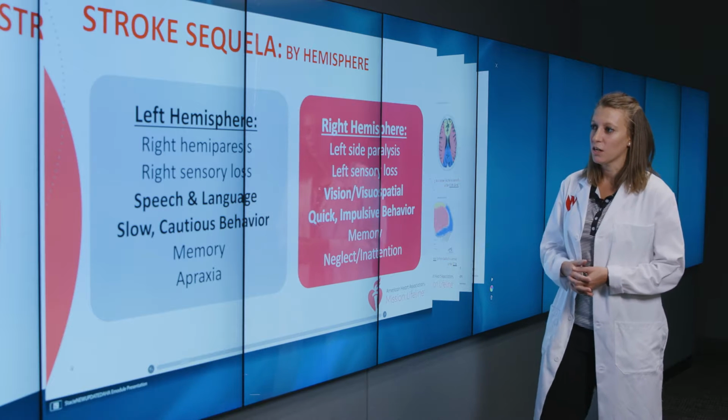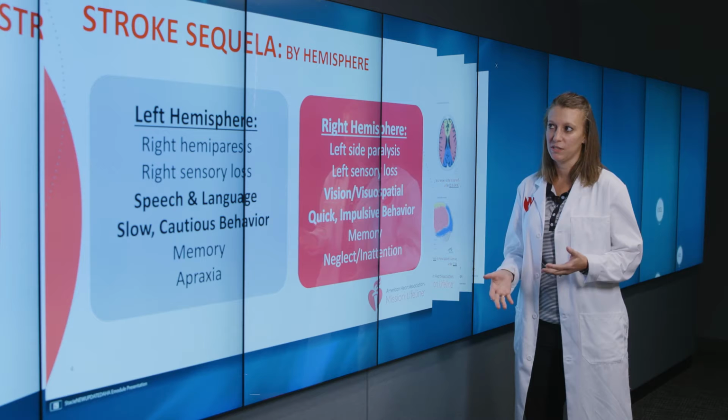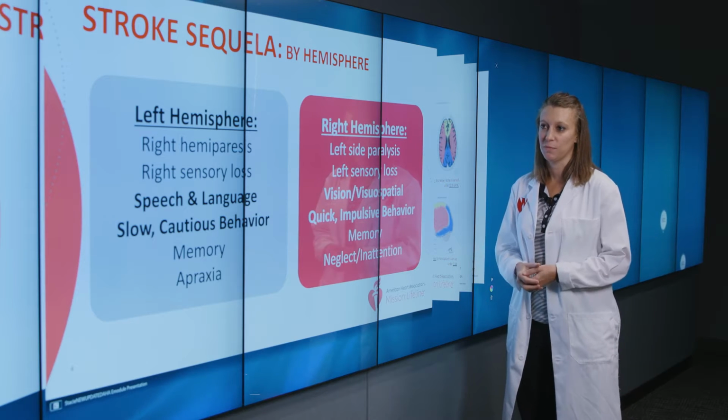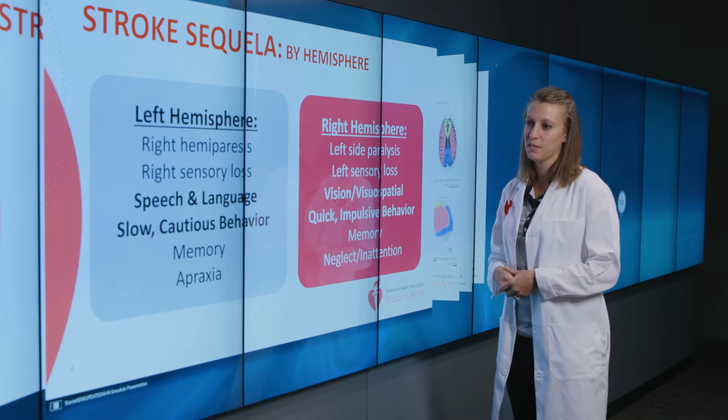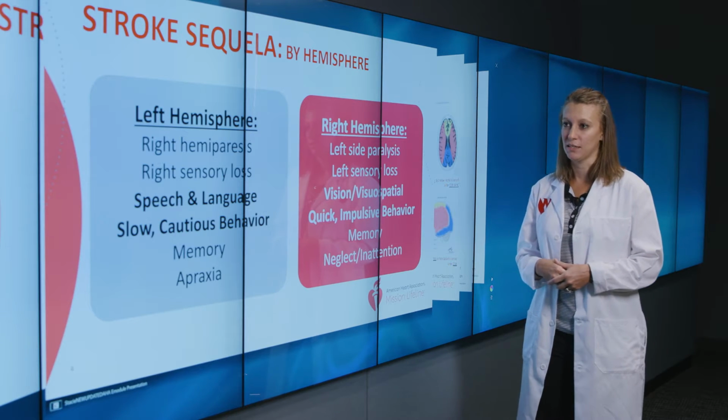So first we're going to talk a little bit about the differences in stroke presentation depending on the hemisphere that's affected by the stroke. We'll look at the left hemisphere, and if that's where it occurs, you're going to see impairments with hemiparesis and sensory loss on the contralateral side. But you're also likely going to see speech and language impairments and slow and cautious behavior, because individuals with a stroke in this hemisphere tend to be more aware of their impairments and therefore slow down a little bit and are a little bit more guarded in their interactions. It's also common to see memory impairments and likely apraxia.